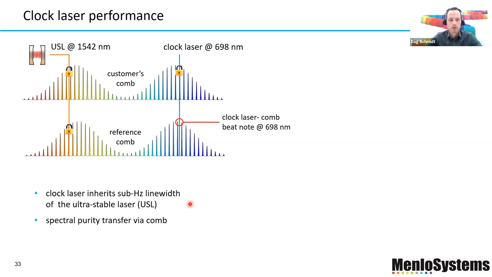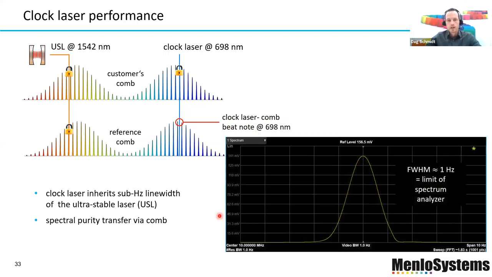Yeah, we're doing spectral purity transfer via the comb. And if you now look at the clock laser comb beat note at 698 nanometers on a high-end spectrum analyzer, it looks like this. This doesn't tell you much because you only see the limit of the spectrum analyzer, which is around 1 hertz.